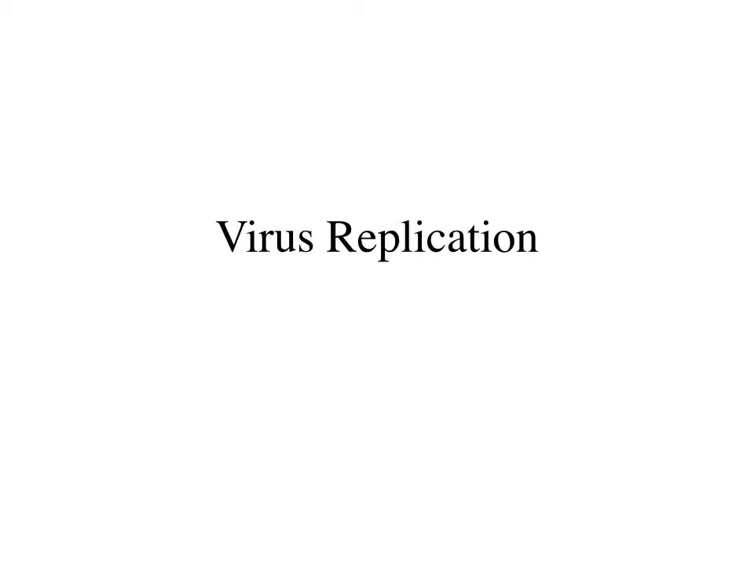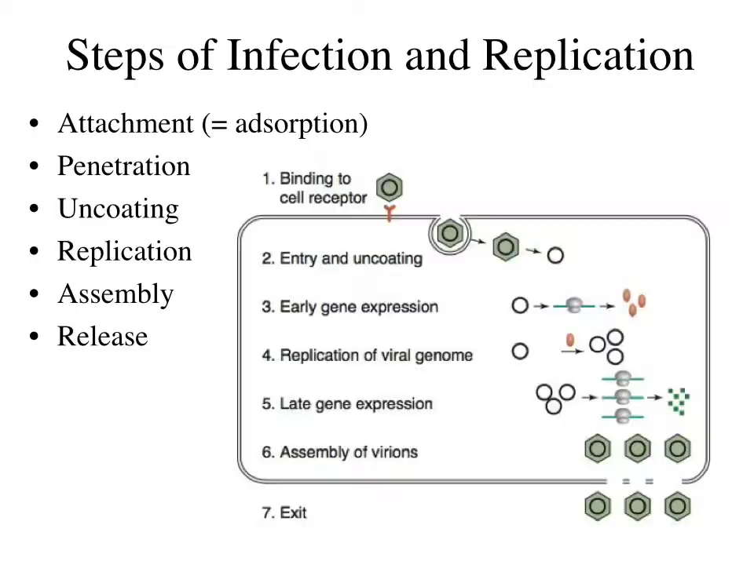In this lecture, we're going to talk about how viruses replicate. While the replication cycle of viruses can vary from virus to virus, there's a general pattern that can be described consisting essentially of 6 steps: attachment, penetration, uncoating, replication, assembly, and release. We'll go through each of these individually.